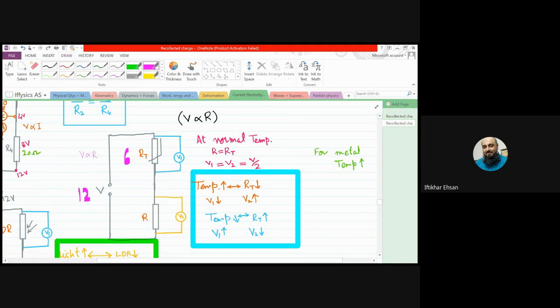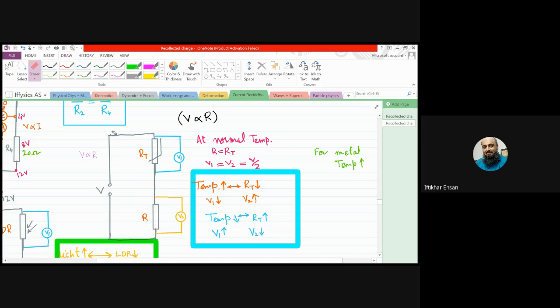Clear? Similarly, if there is a drop in temperature, then due to the inverse relation the thermistor resistance RT increases. As we know, the voltage across a resistor is directly proportional to its resistance. When RT increases, the reading V1 of RT will increase, and automatically R is now the smaller resistance compared to RT, so its voltage will be lesser.